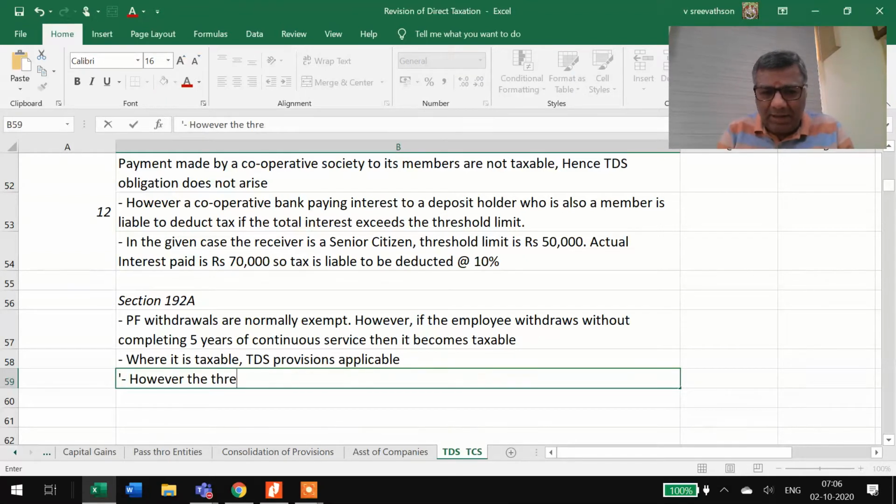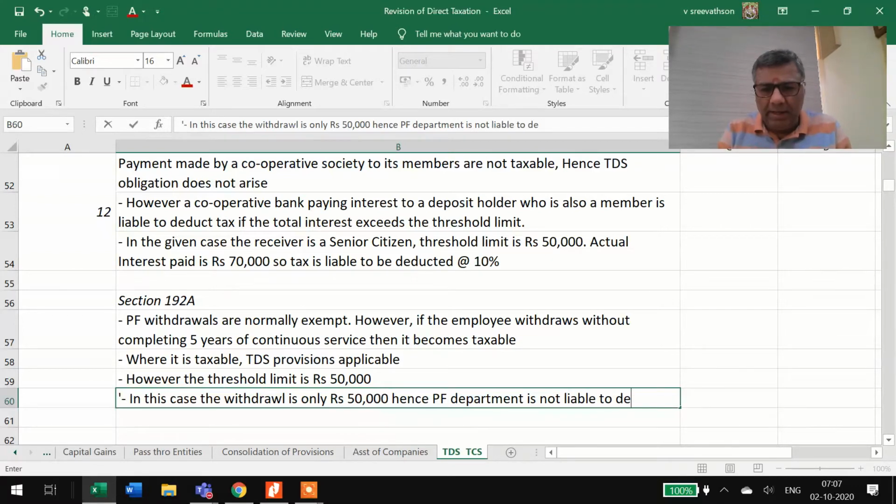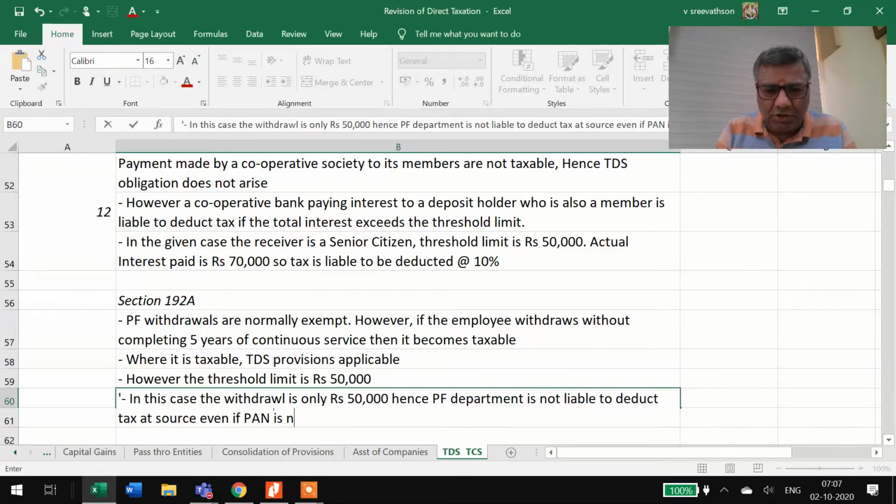However, the threshold limit is rupees 50,000. In this case, the withdrawal is only rupees 50,000. Hence, the PF department is not liable to deduct tax at source even if PAN is not provided.